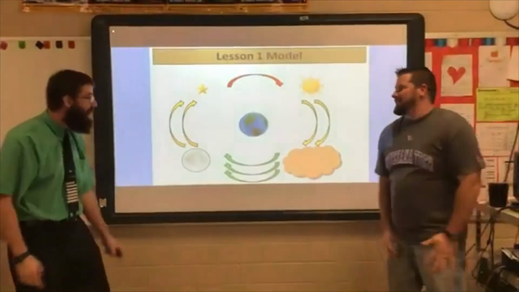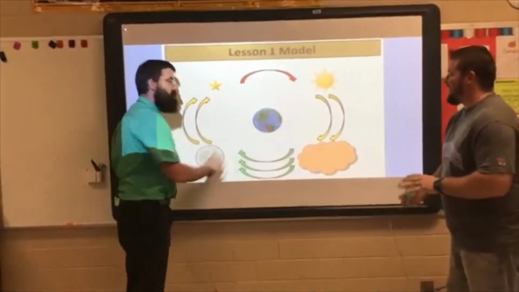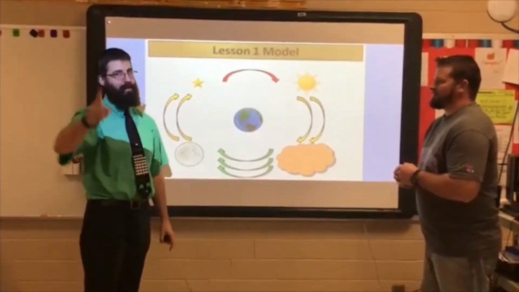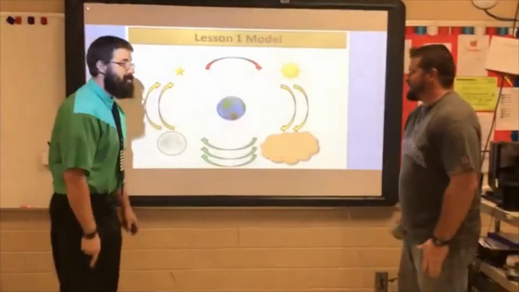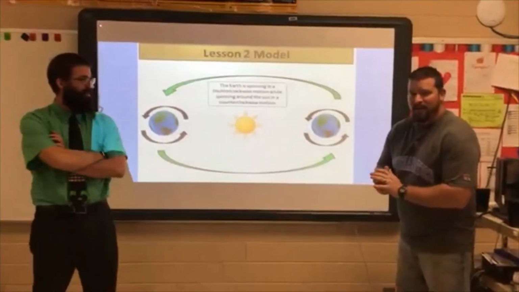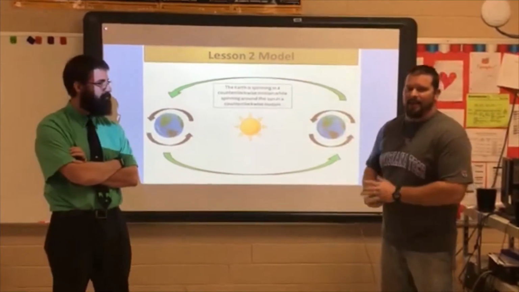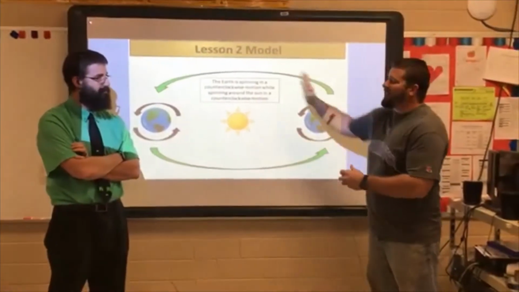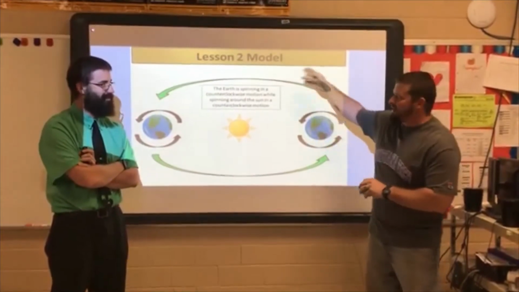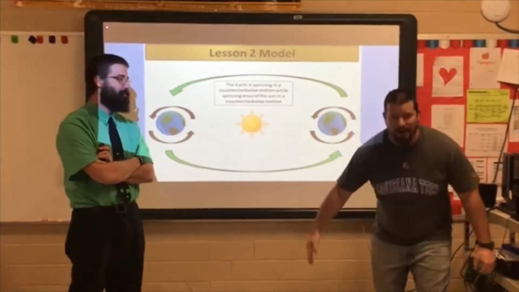In lesson 1, which was our initial model, we found that the Earth was in the center and everything was spinning around it, which was geocentric, and that was totally wrong. So we moved on to lesson 2. Lesson 2 model talks about a heliocentric model where we go around the sun, not in a perfect circle, but an ellipse. And we also rotate on an axis counterclockwise.